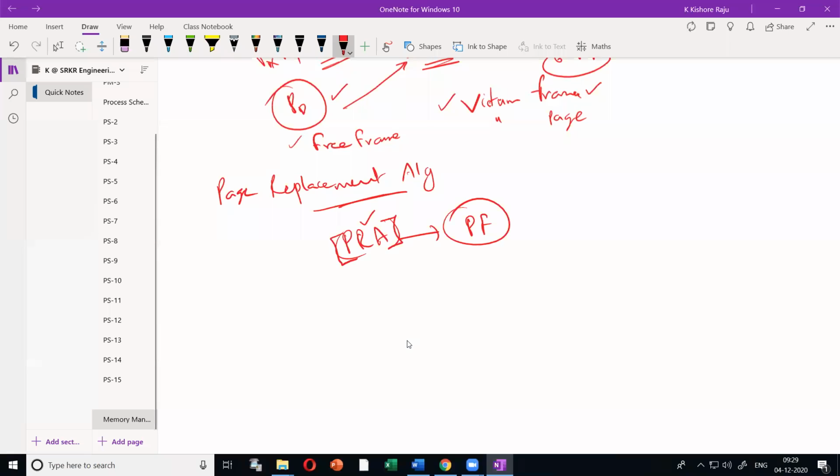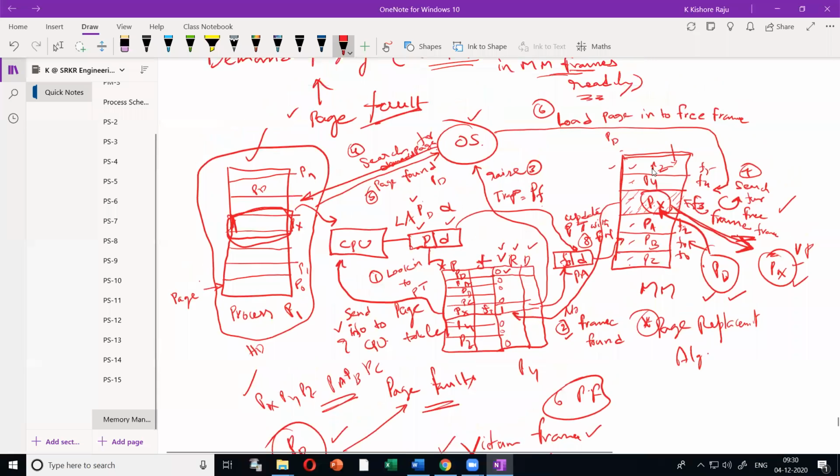When the page replacement algorithm is implemented in the page fault, if a free frame is not available, the page replacement algorithm is an algorithm which will identify the victim page among the pages that are available in the main memory frames.